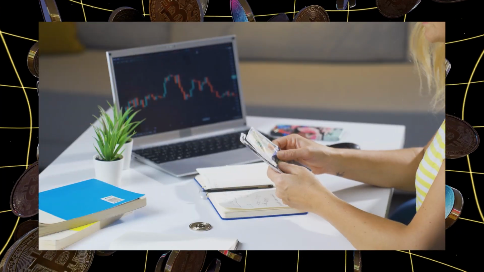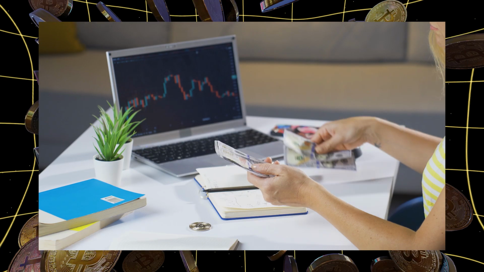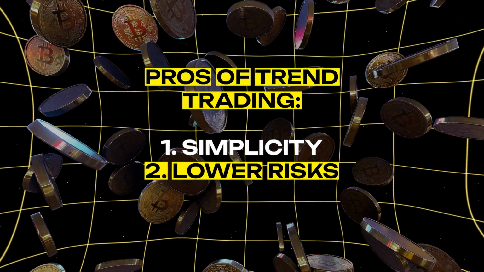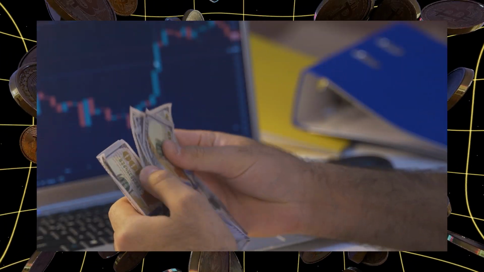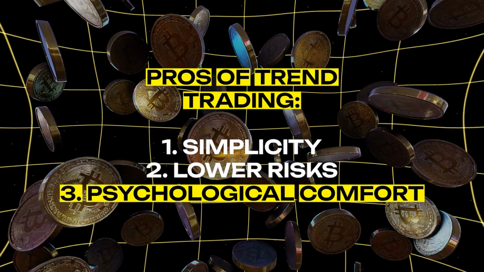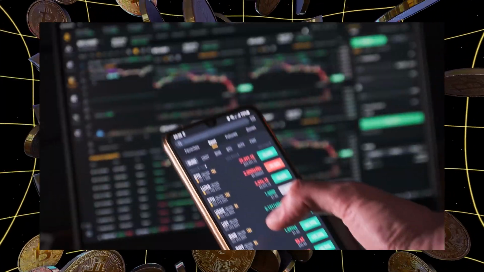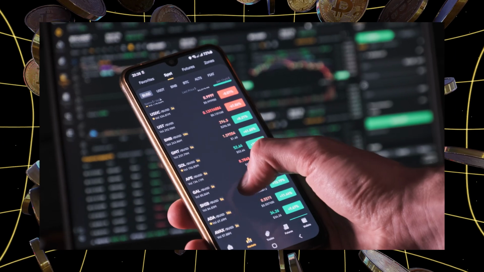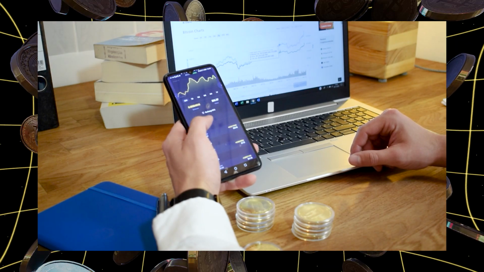Simplicity. It's one of the easiest strategies to understand and use. Lower risks. By following the trend, you avoid trying to guess when the market will turn. Psychological comfort. When the whole market is moving in one direction, it's easier to follow the majority.